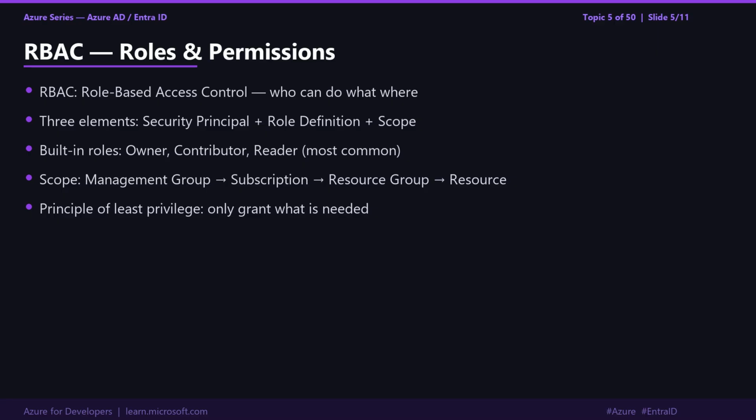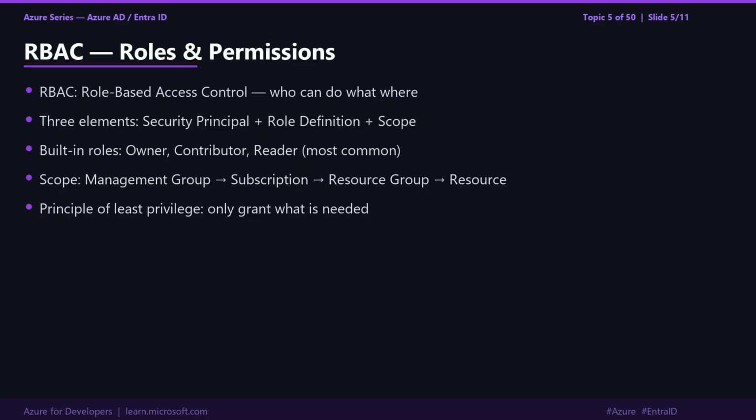Second, a role definition. What are they allowed to do? A role is a collection of permissions, like the ability to read storage blobs, or the ability to create virtual machines. Third, a scope. Where does this permission apply? The scope can be at the management group level, the subscription level, a resource group, or a single specific resource. The three most commonly used built-in roles are owner, which can do everything including manage access, contributor, which can create and manage resources but cannot grant permissions to others, and reader, which can only view resources.